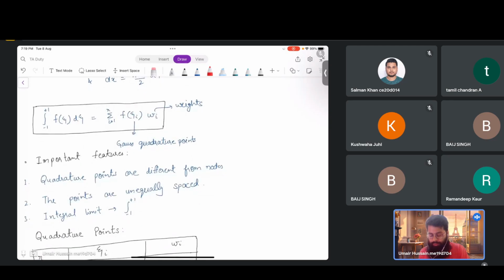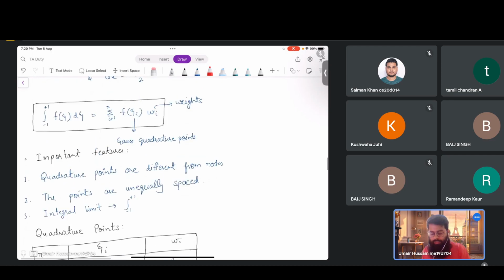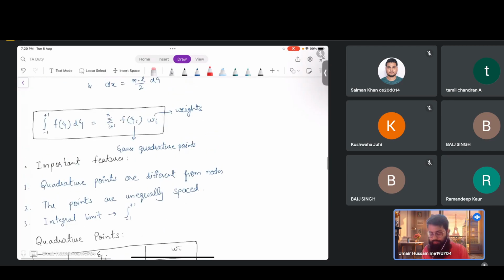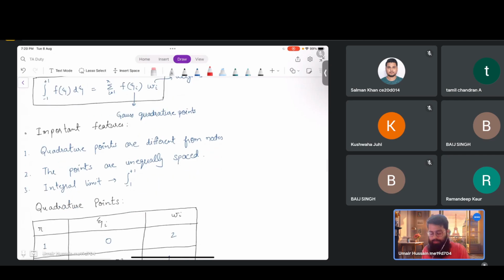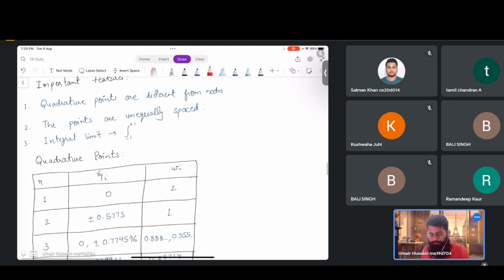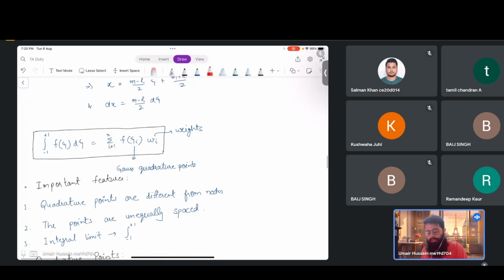Certain important features of the Gauss quadrature rule: first, these Gauss quadrature points are not the same as the nodes of the elements. In the Newton-Cotes rule, as I remember, the points can be the same as the nodes, but in Gauss quadrature they are never the same as the nodes. The points are also unequally spaced, and the integral limit, as I told earlier, should be between -1 to +1. The number of points required depends on what kind of function we are going to integrate.